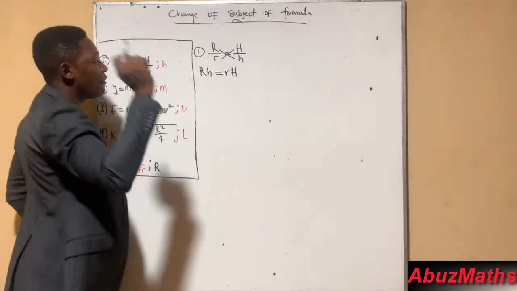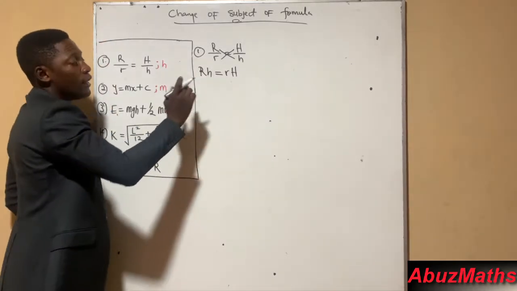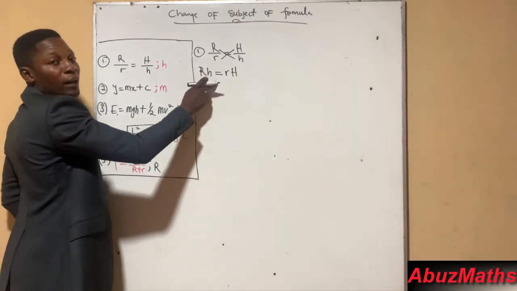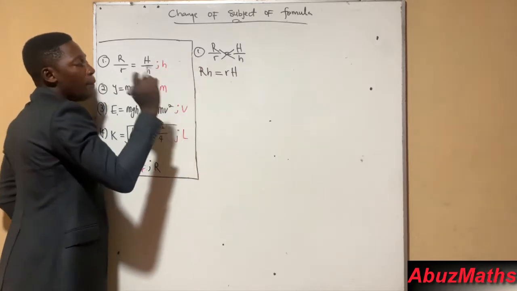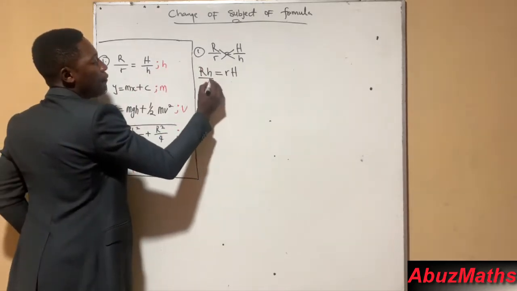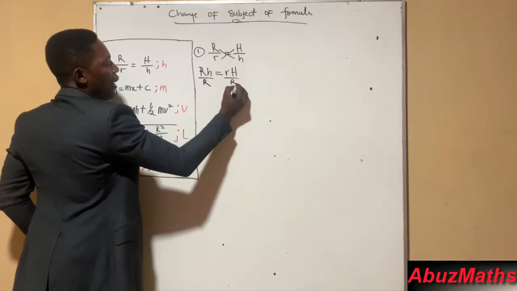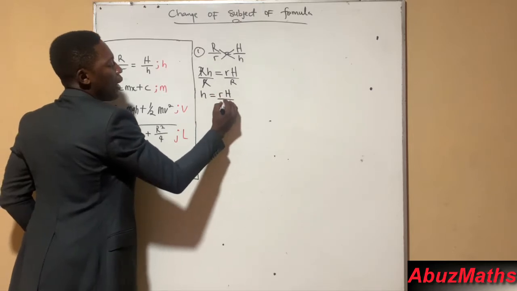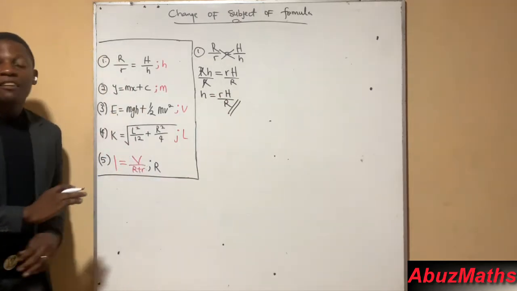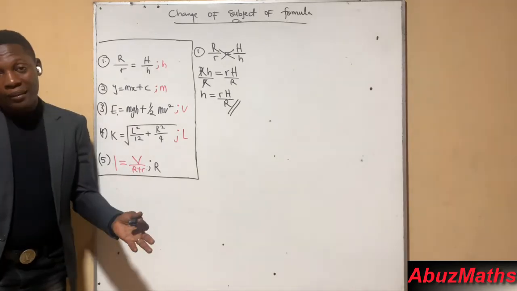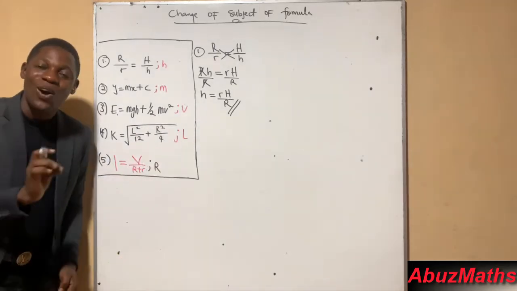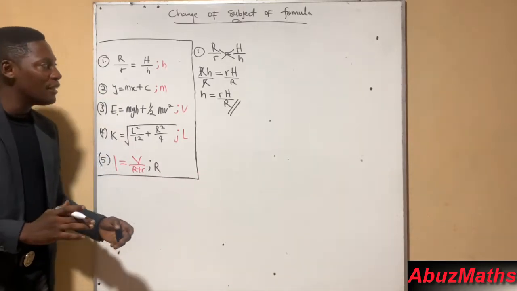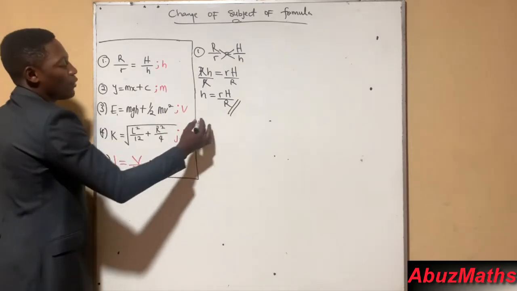Like I explained in the first video, just do the inverse of what the equation is doing. h is what I want to make the subject, but it has a coefficient A multiplying it. So I need to remove this A by doing the inverse of multiply, which is divide. So I divide both sides by A. The A cancels the A, and h becomes rH over A. This is the new formula when h is the subject. It's easy, right? I told you it would be.